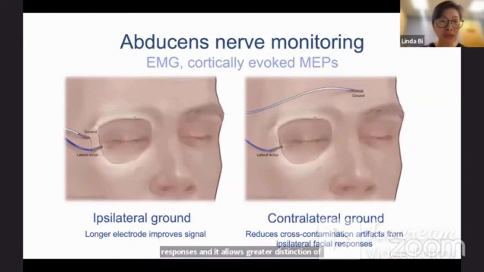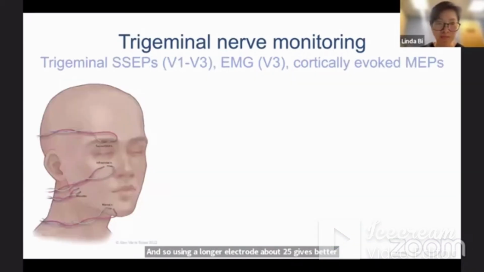Another point that was recently made by the Mayo Group in an elegant publication in the Journal of Neurosurgery is that the belly of the rectus muscle is about 25 millimeters from the lip of the orbital rim. And so using a longer electrode, about 25 millimeters, gives better responses. And we've also verified that in our experience as well.